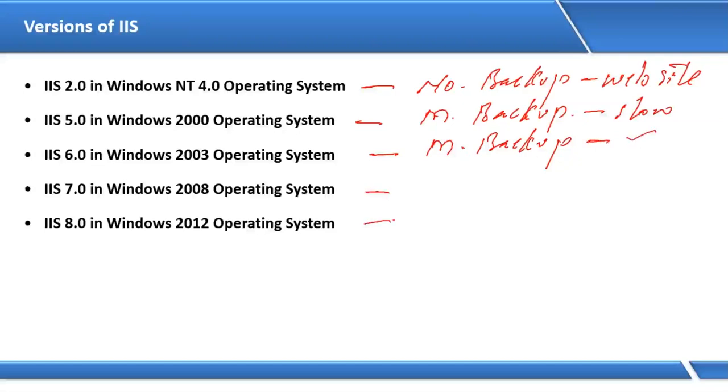But in 2008 and 2012, Microsoft has given the backup feature. But this time the backup is not manual. This time the backup is automatic. So what is the meaning of automatic? When you create the website, automatically one backup file will be generated in the background of your server, in the background of your machine, right? So this is called automatic backup. But earlier we had to take backup manually.